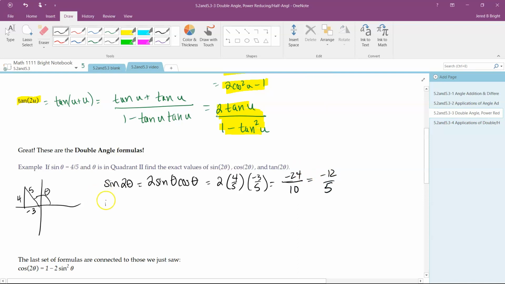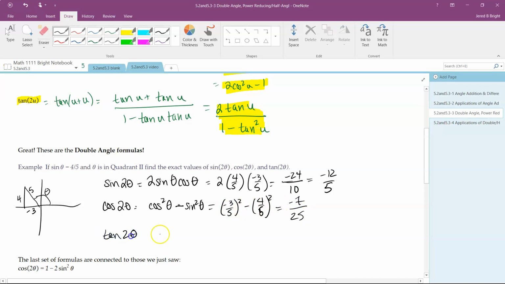Okay, and then cosine of 2 theta. I'm going to use the version that is cosine squared theta minus sine squared theta. So this is -3/5 squared minus 4/5 squared. And that's going to be, let's see, we're talking 25ths, and that'll be 9 minus 16, so -7/25. And then tangent of 2 theta is 2 tangent of theta over 1 minus tangent squared of theta.